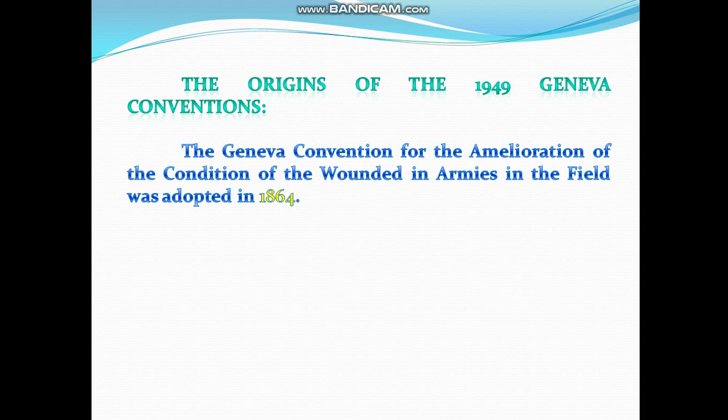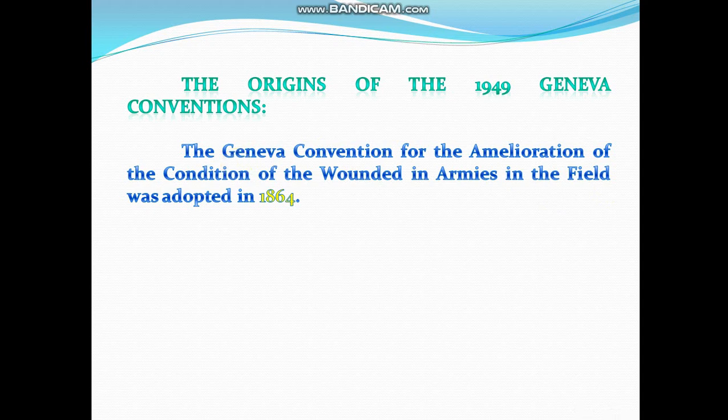Actually, the first Geneva Convention was about the amelioration and the improvement of the conditions of the wounded armies when they are in the battlefield. This convention was adopted in 1864, and we can say that it is the cornerstone of historical international humanitarian law, since it was the birth of international humanitarian law in the modern way. It was only about the wounded people in the battlefield, not at sea, not anywhere else.